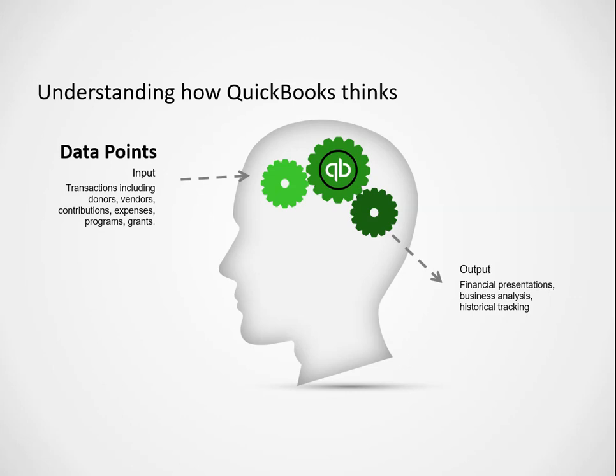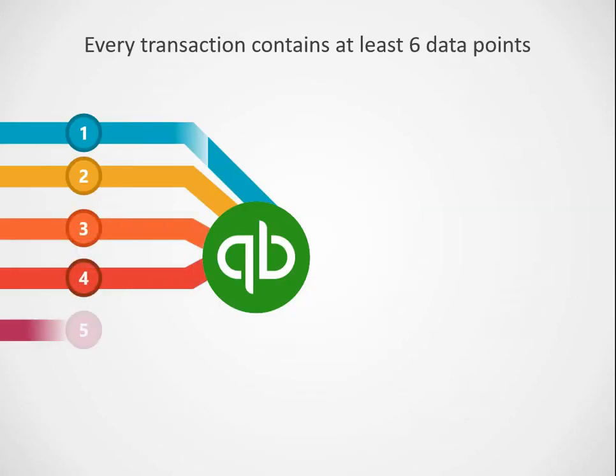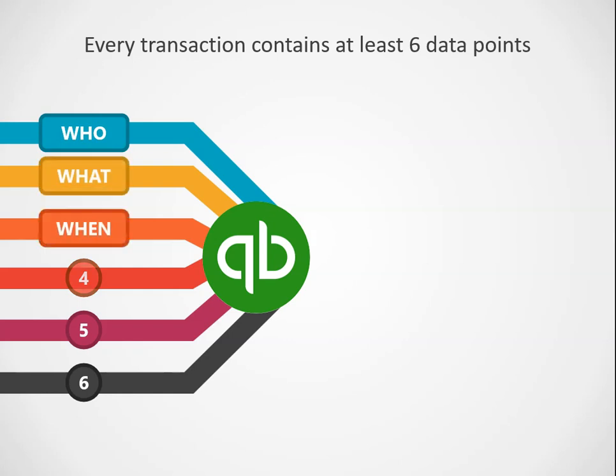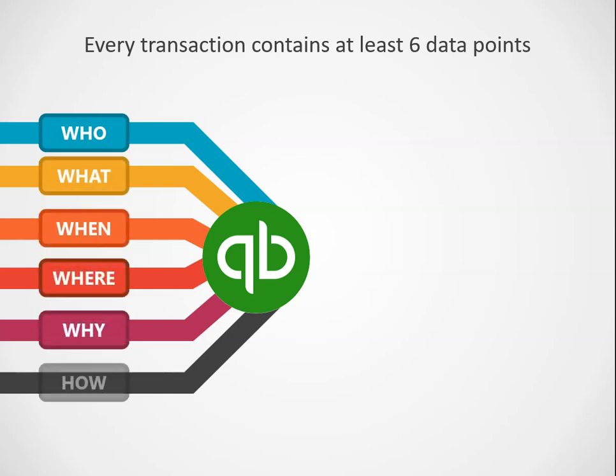So, understanding how QuickBooks thinks. Our QuickBooks database requires 6 data points for each transaction. They're simple enough to remember because they are simply who, what, when, where, why, and how. The question of who is quite easy. From whom did we receive money, or to whom did we pay money? Perhaps a gift came from the Smith family or a grant from the Johnson Foundation. If we're paying expenses, maybe we bought office supplies from Office Depot or paid rent to the landlord.